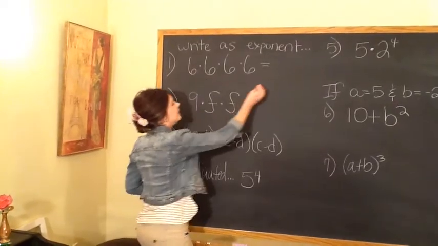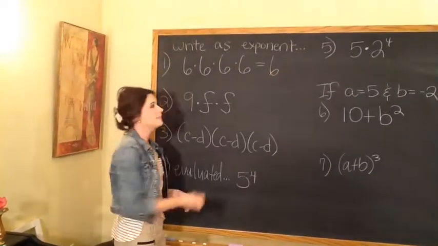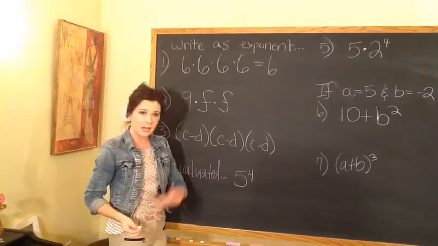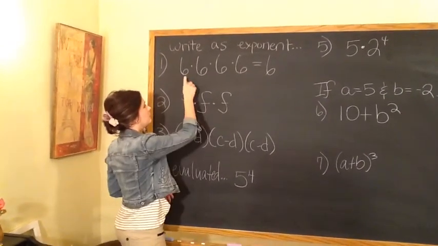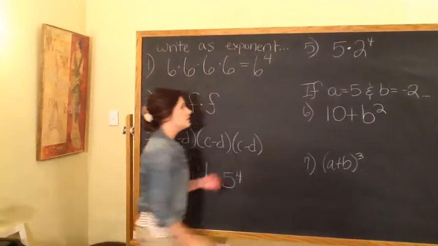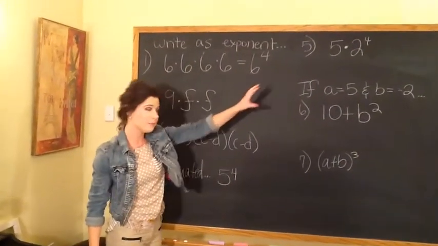So this is 6. We know that 6 is our base because it's the number that is being multiplied. Now our exponent is however many times this is being multiplied. So our exponent is 1, 2, 3, 4. So this is 6 raised to the 4th power.